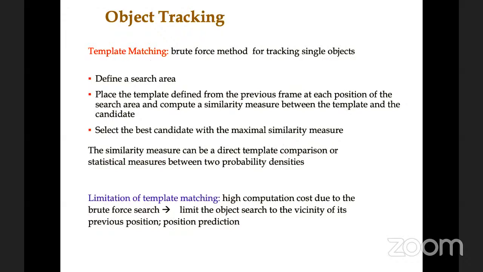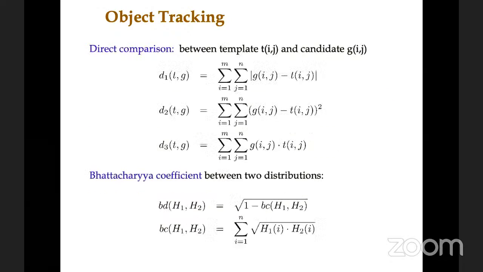Template matching has many limitations because it has a high computational cost due to brute force search, and it limits the object search to the vicinity of its previous position. Let's say there is a template direct comparison, template T and candidate G. You can measure the difference between the two by using these three techniques.